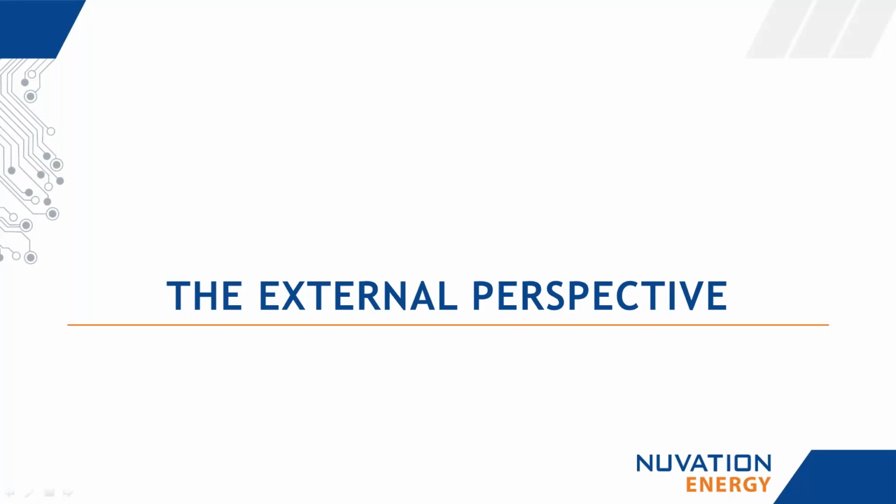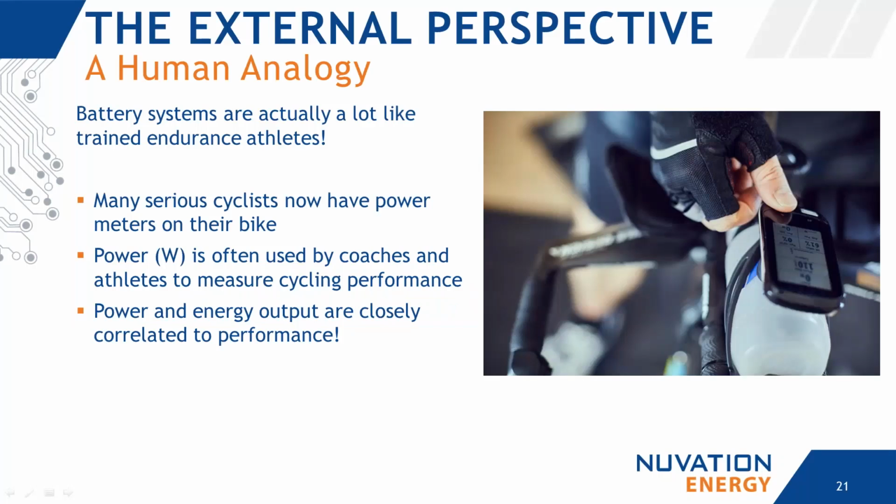Let's think about batteries and let's look at what energy would mean for a battery. And we'll do that from an external perspective. I'm just going to look at a battery largely as a black box that delivers energy. And to do this, I'd like to bring in a human analogy, because as I was thinking about all of this, I realized that energy storage systems are actually a lot like trained endurance athletes. In this particular analogy, I'm going to draw on some of my own hobbies and interests in the form of cycling. I've done some racing myself, and I certainly enjoy riding my bike a lot.